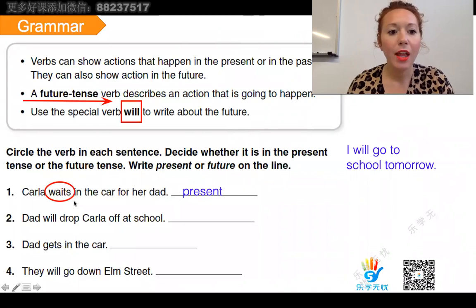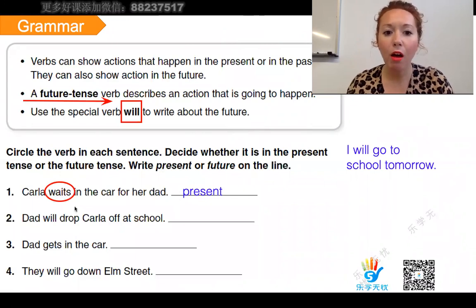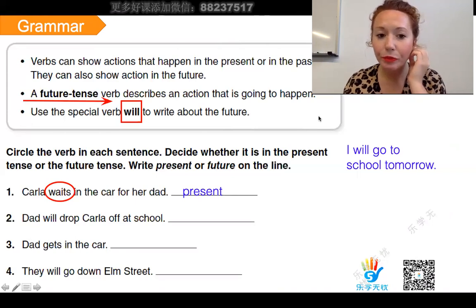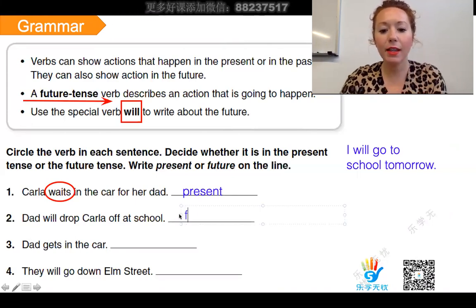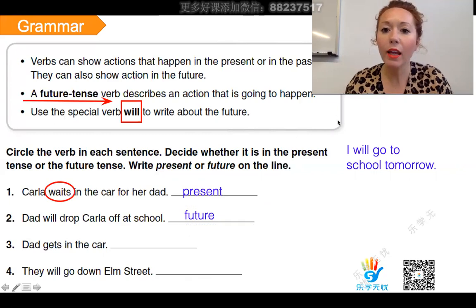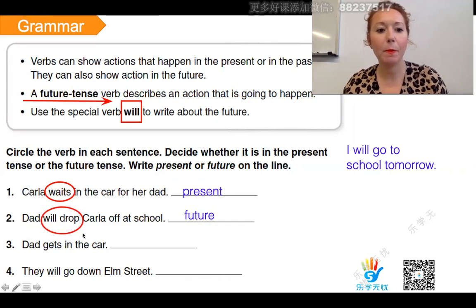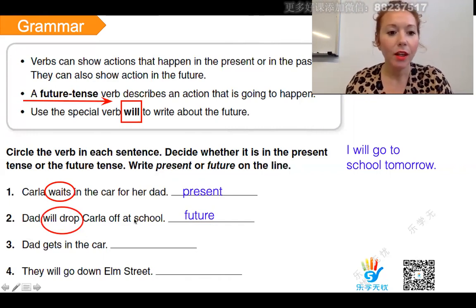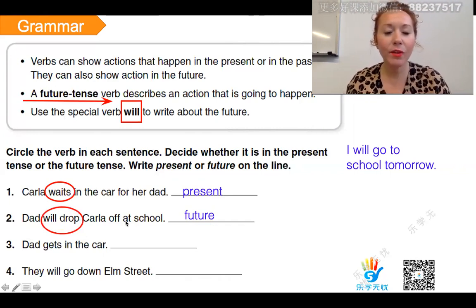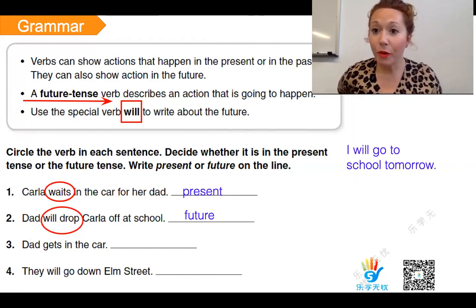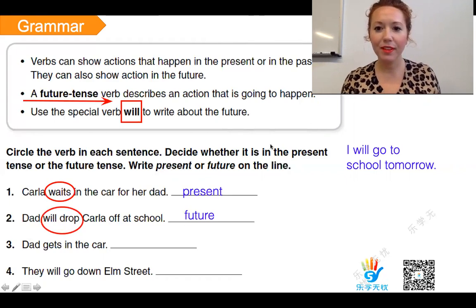Number 2, Dad will drop Carla off at school. Is that present or future? Yes, this is the future. Why? Because we have will drop. Number 3, Dad gets in the car. Is that present or future? Very good. This is present. Why? Because our verb is gets.